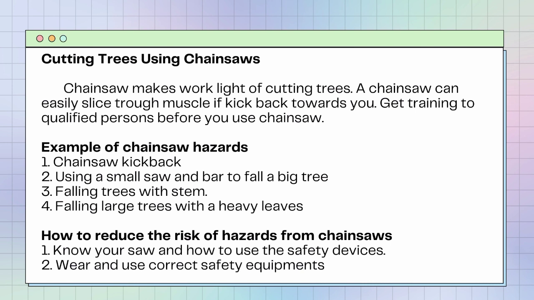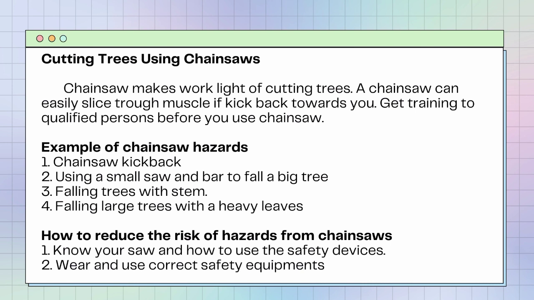Examples of chainsaw hazards. 1. Chainsaw kickback. 2. Using a small saw and bar to fall a big tree. 3. Falling trees with stem. And 4. Falling large trees with heavy leaves.